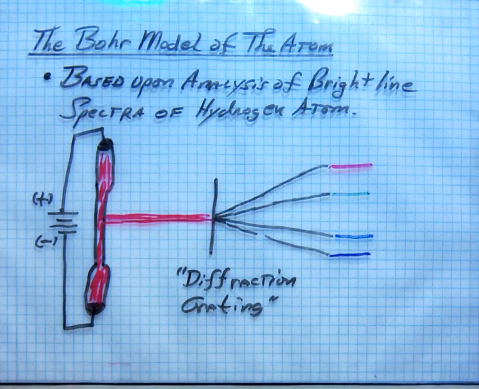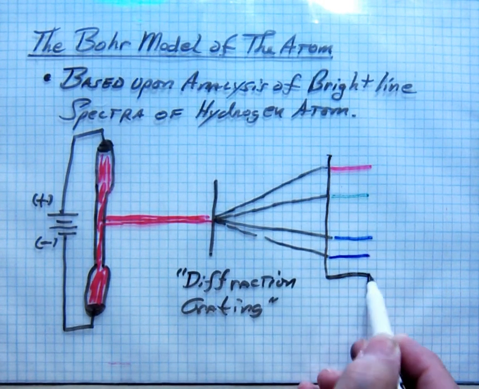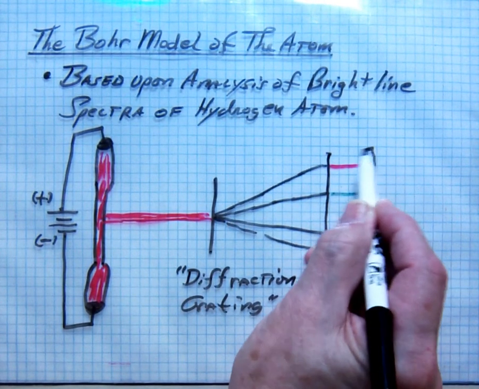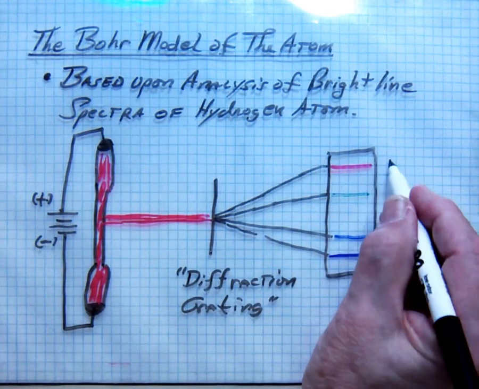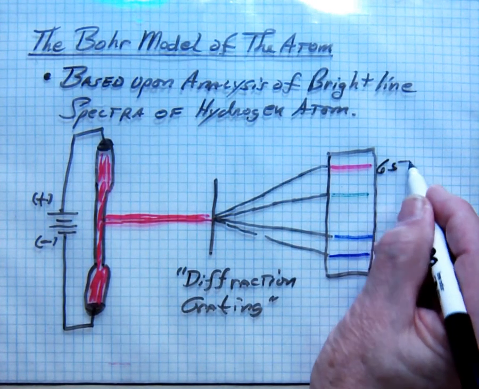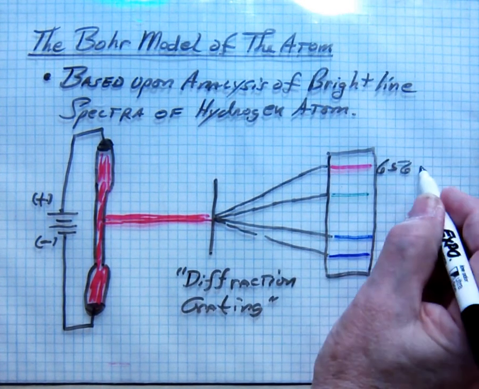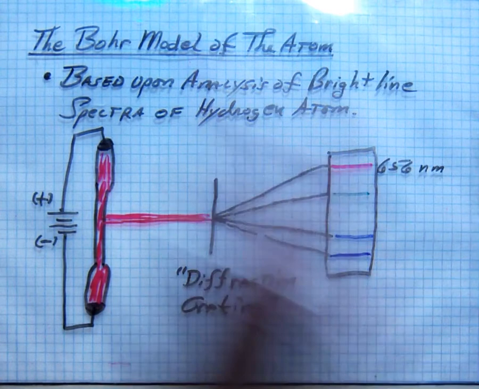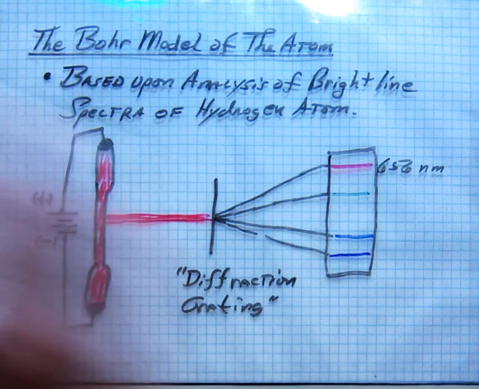So the board team was faced with evaluating what they were looking at. This is the raw data. Now, the red line is 656 nanometers. Now, I'm not going to ask you to memorize line wavelengths. I'll put them on the test or whatever for you, give you all that data. I'd look it up too.